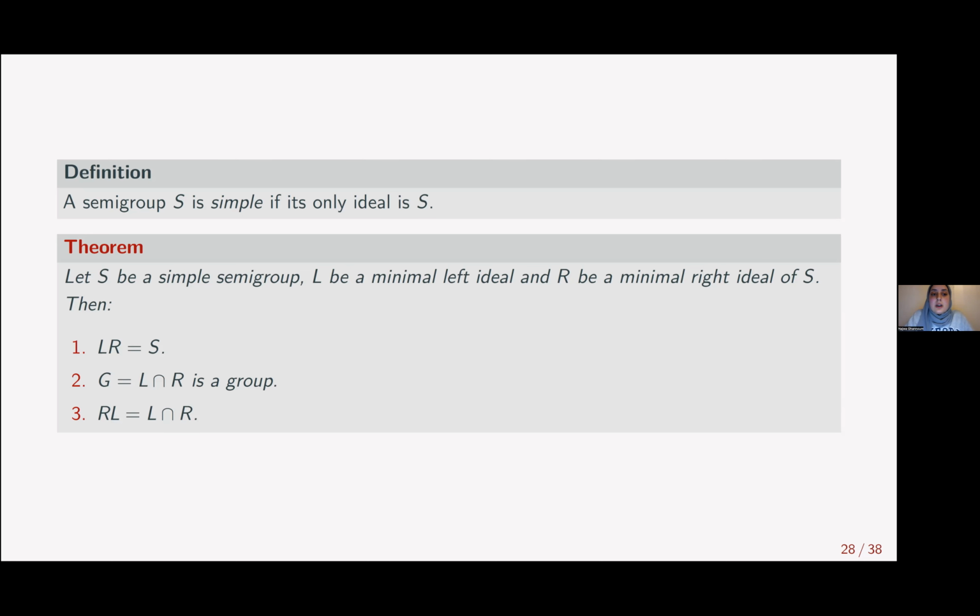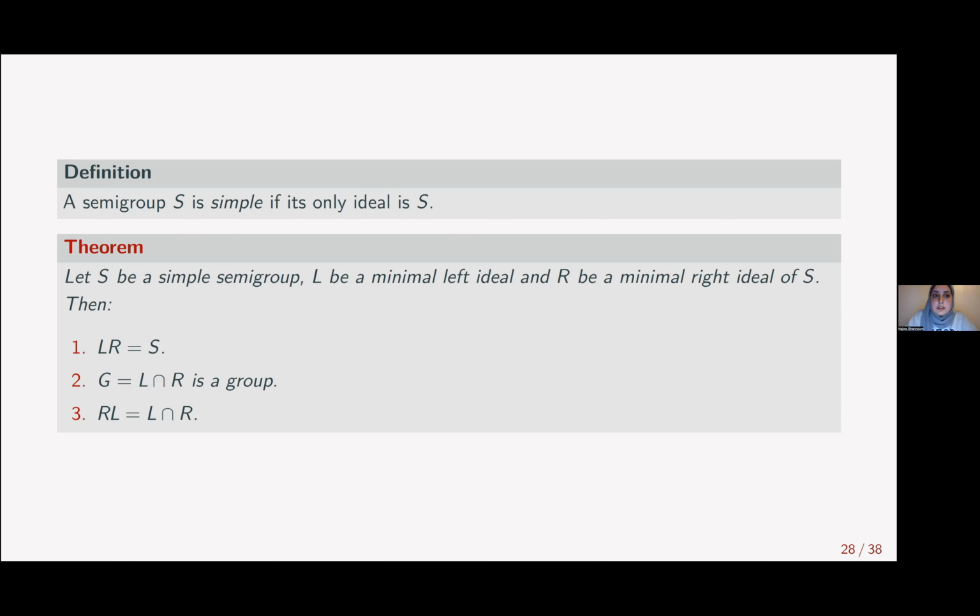And I want to make a remark here that there is something called a zero simple semigroup, and it is when S has a zero and the only ideals are S and zero. And now it's a much more complicated case. So in our work here, we're only considering that S does not have a zero, and it's just a simple semigroup, not a zero simple semigroup.